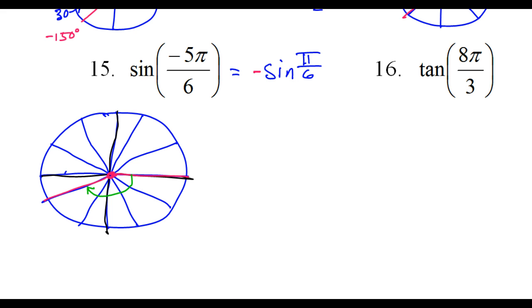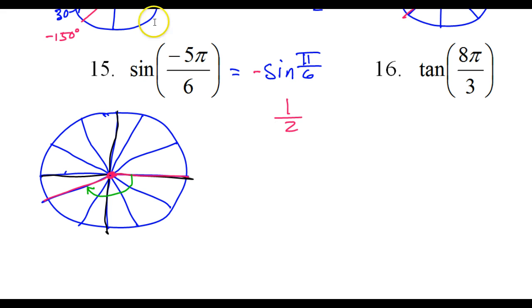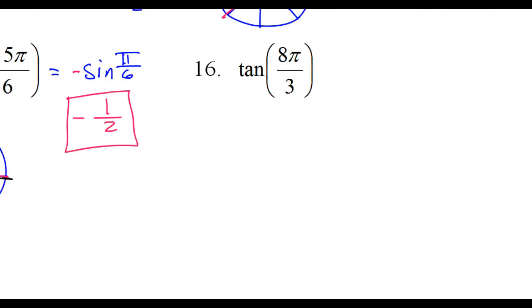So sine of pi over 6 is one of the ones that we have memorized. It is 1/2. Okay, memorize the yellow ones, people. And like I said, so it'll be negative 1/2. And it wasn't reciprocal, so that's it. That's the answer.